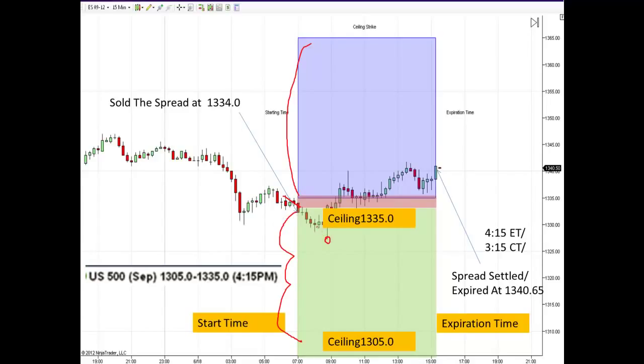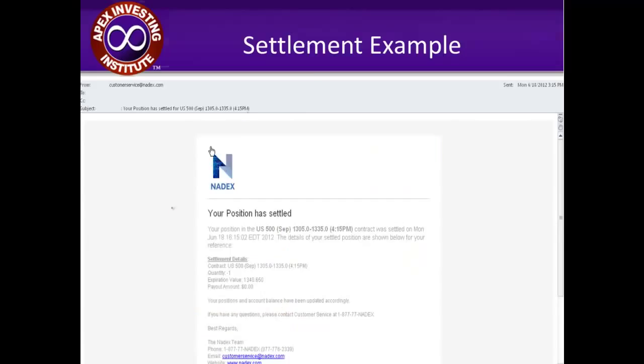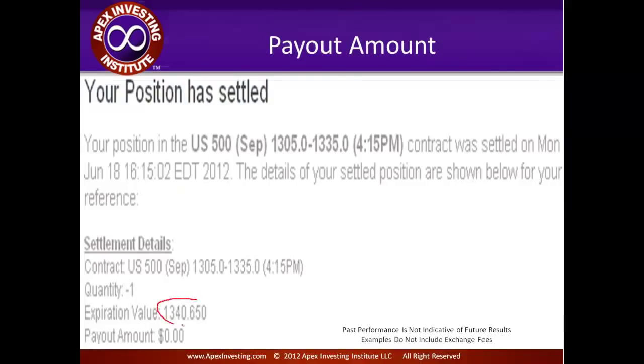You sold it at 1334, and then what happens is the market settles out at 1340.65. And then you get your settlement email, which comes right out to you within seconds, maybe a minute or two, but really fast. It says the expiration value, the settlement value, is 1340.65, and your payout amount is $0.